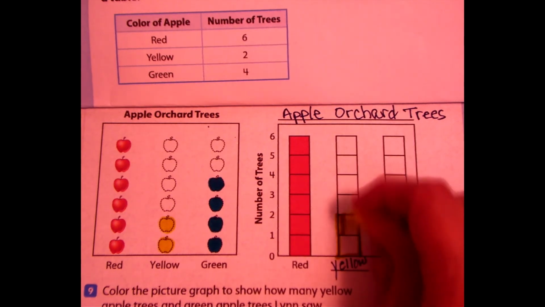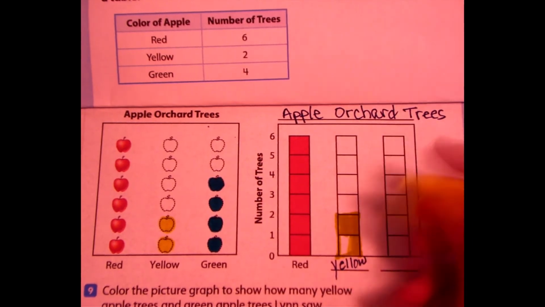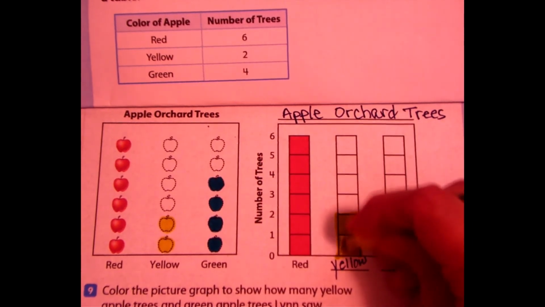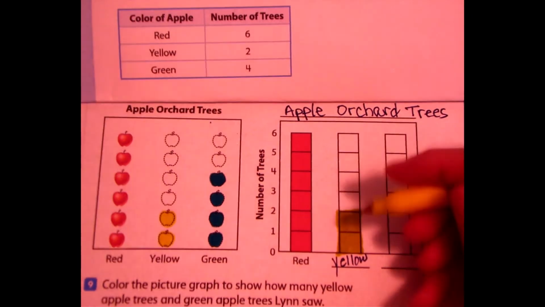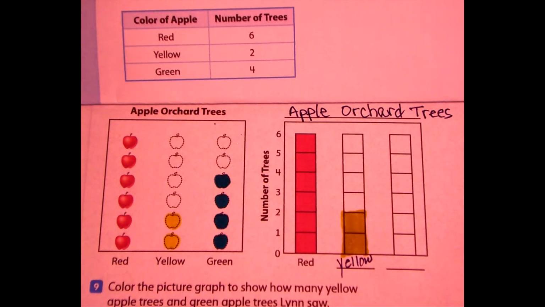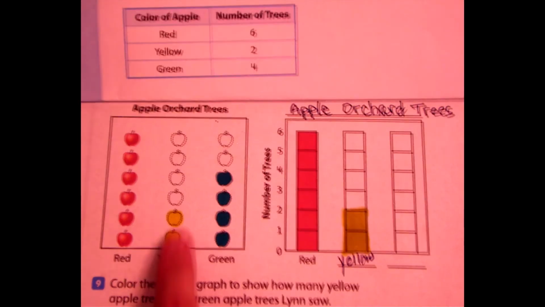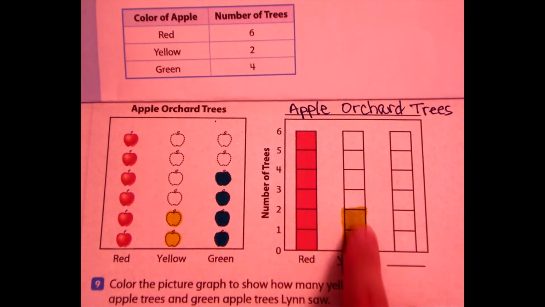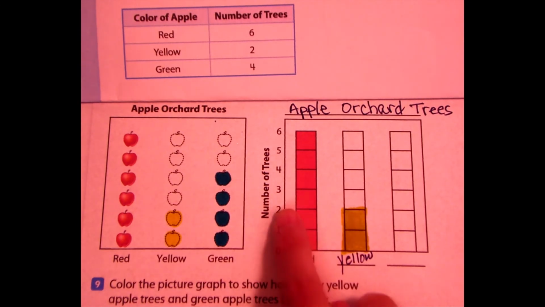Now we can answer my question, why did I color in the same number of yellow apples as squares? Correct, because our graph reflects the same data. Both our graphs are showing that there are 2 yellow apple trees in the row. Therefore, each graph representation only shows 2. I have 2 apples here, and then my bar goes up to 2.